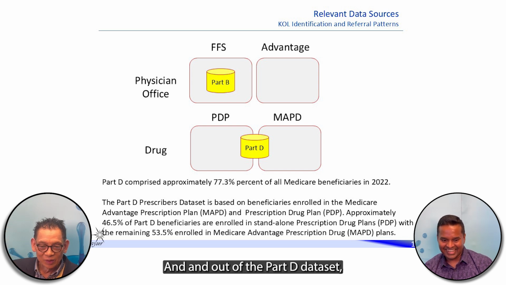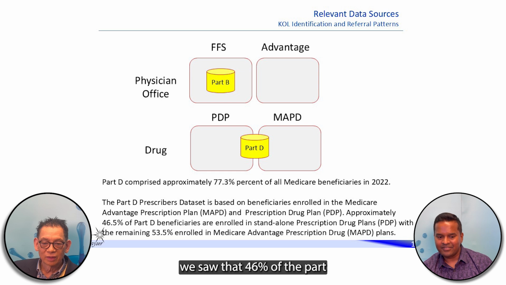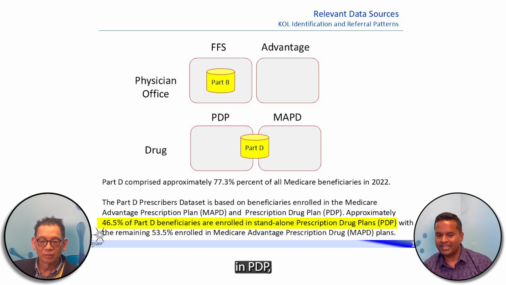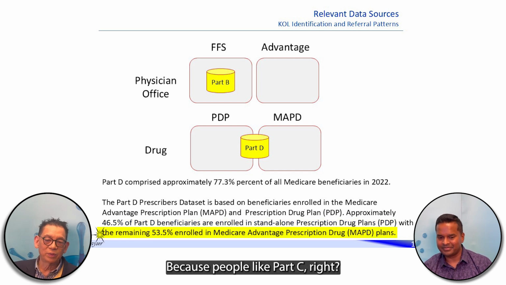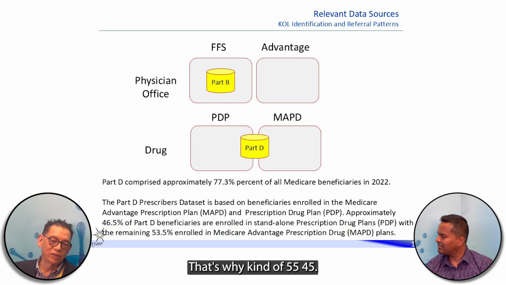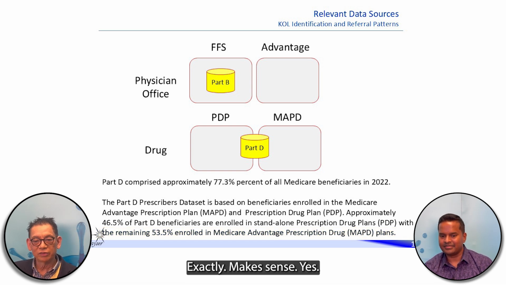Right. Okay. And out of the Part D data set, we saw that 46% of the Part D beneficiaries are enrolled in PDP, a little higher for the Medicare Advantage, right, because people like Part C. That's why it's kind of 55-45. Exactly. So it kind of makes sense.